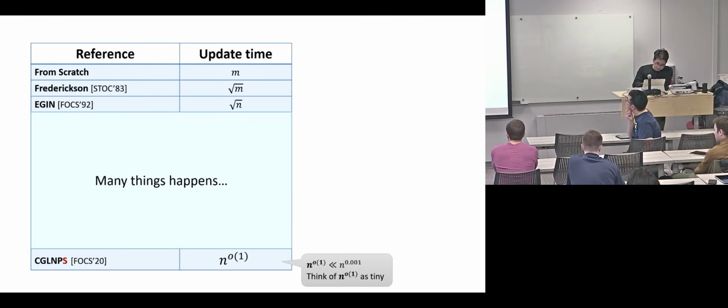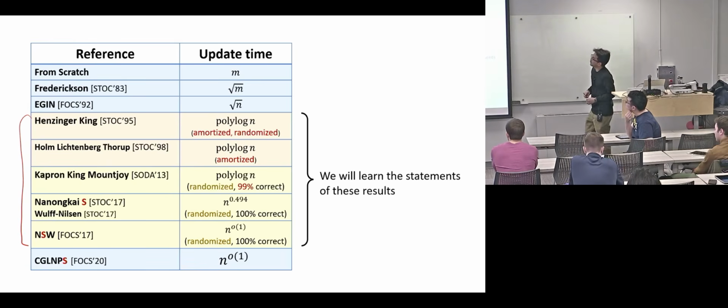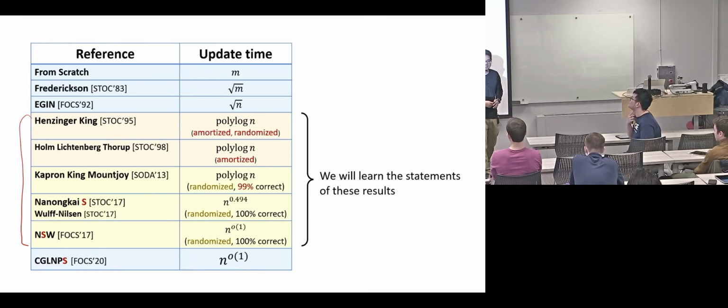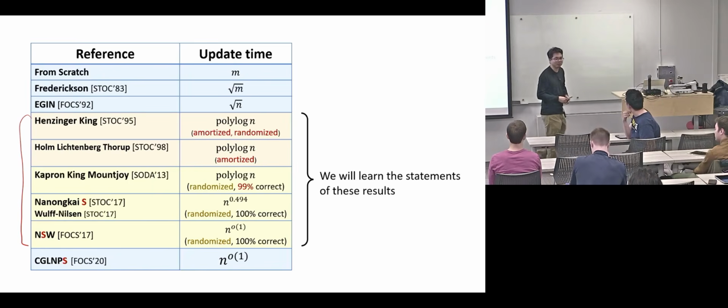Okay. So this is one of my works, and there are many things that happen here. For example, there are a lot of things here, and I want to tell you at least about the statement of what's going on. What is a randomized algorithm? What is amortized update time? We will learn about these concepts in class too, in maybe 4 lectures from now. But at least you learn about these terms today.